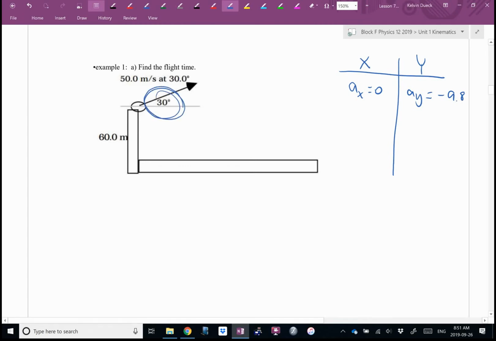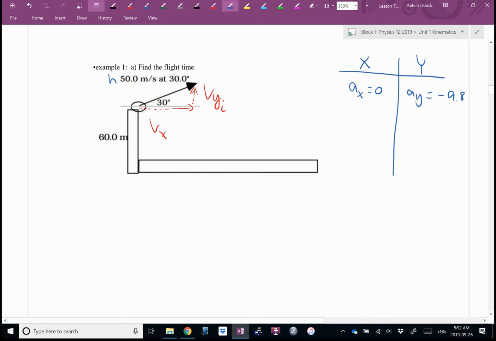Is there an angle? Components. I'm going to break this velocity into components. So I'm going to break it into Vx and Vy initial. It looks like the hypotenuse is the 50.